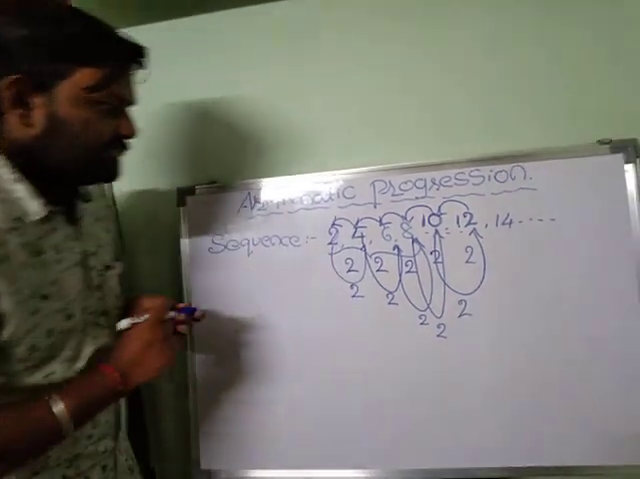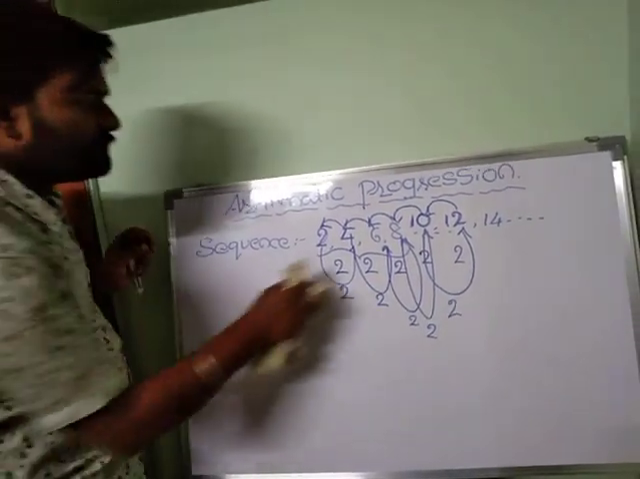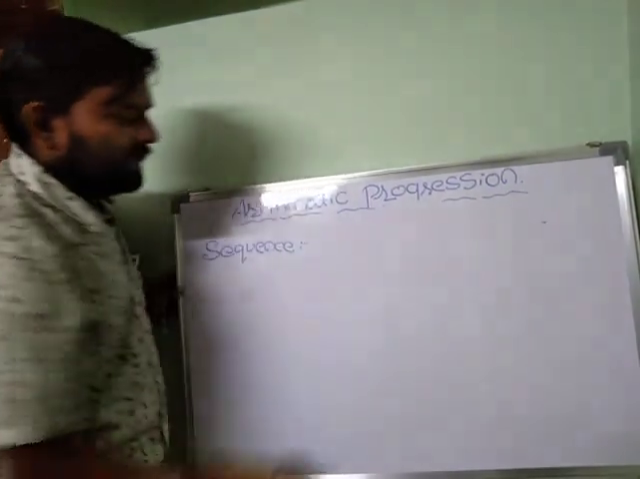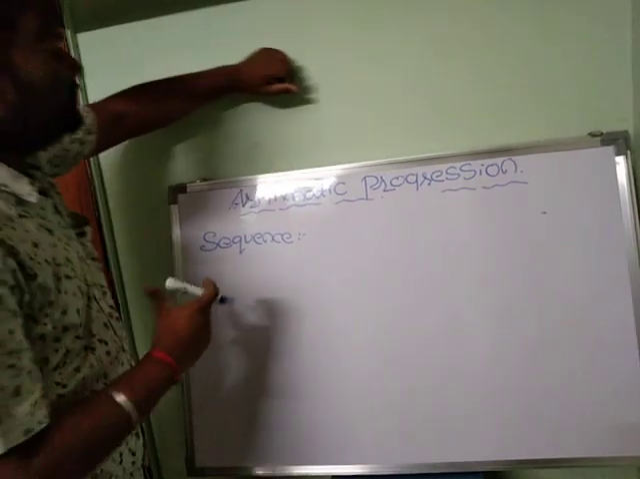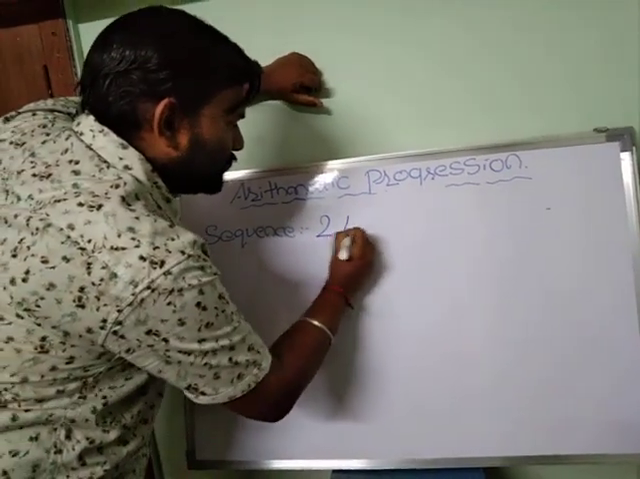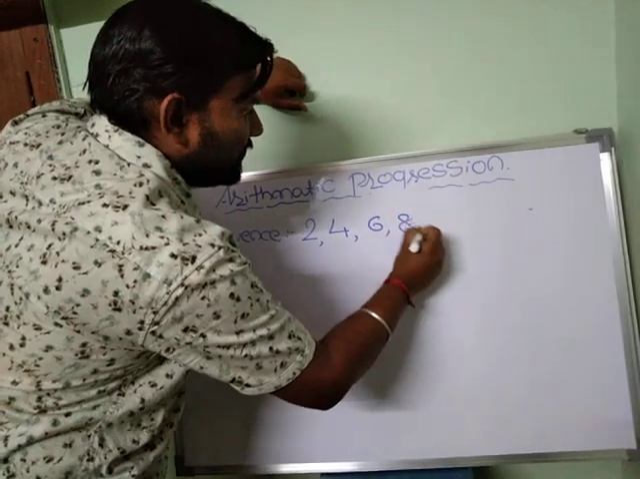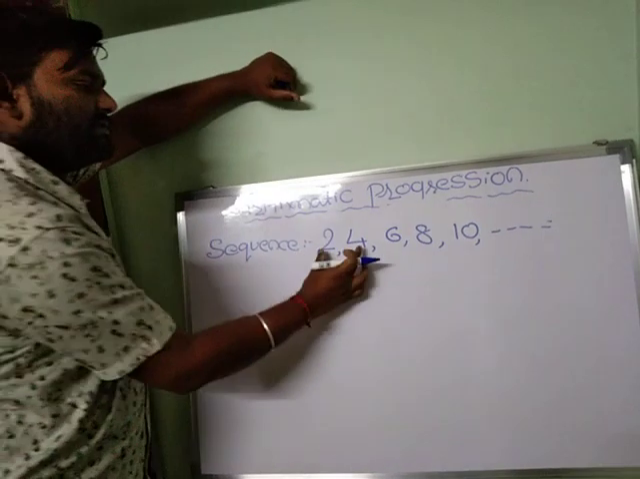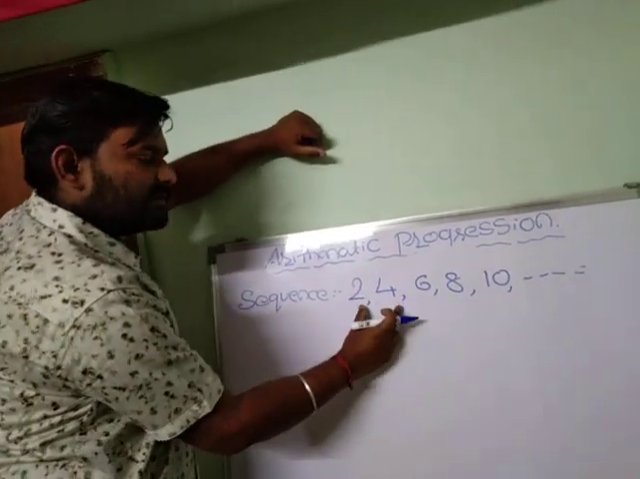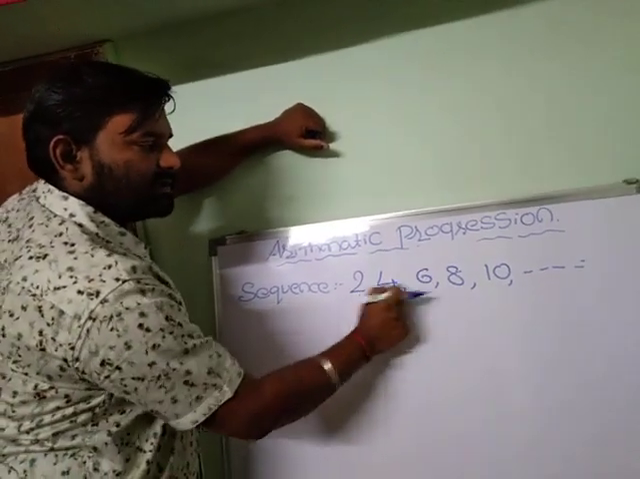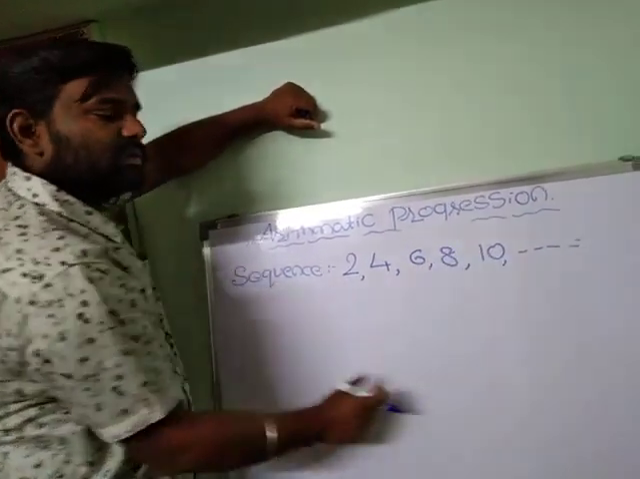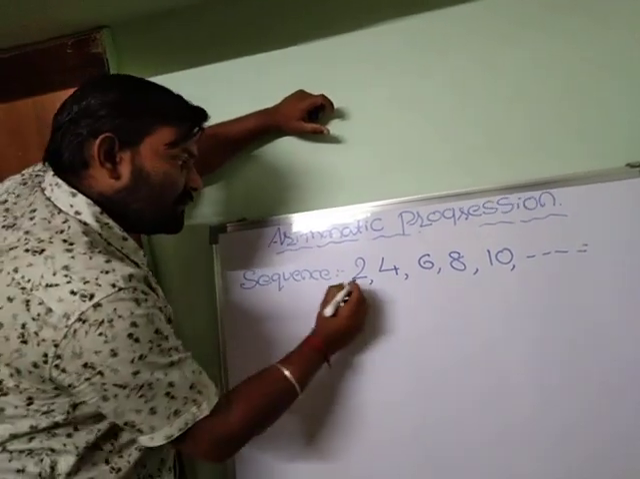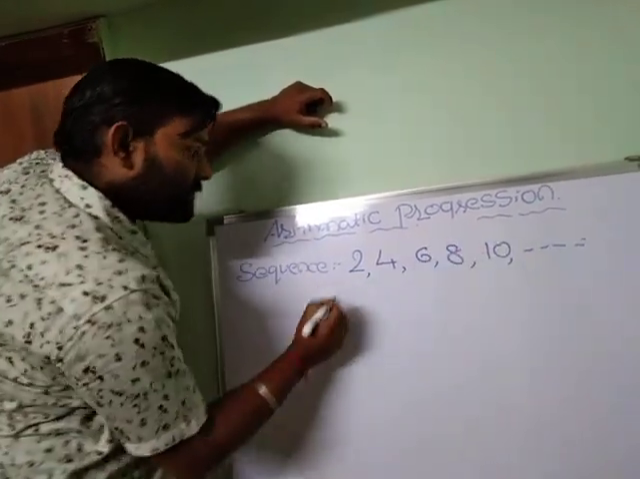Coming to this, I just rub it. A simple example I have taken to explain: 2, 4, 6, 8, 10 and so on. It's a sequence because the difference of any two consecutive terms is fixed. 4 minus 2 is 2, 6 minus 4 is 2, 8 minus 6 is 2, 10 minus 8 is 2. So this will help you to write the next numbers. This is the basic.